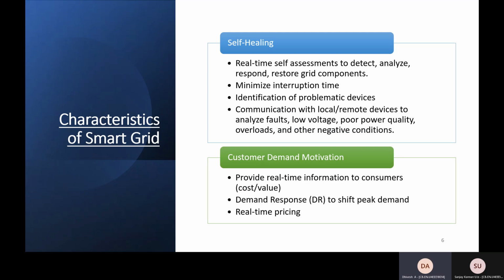So let us see the characteristics of smart grid. First one is self healing. Here it minimizes the blackouts because they allow for continuous self assessments that inspect, analyze, and automatically respond to the problem. The second one is customer demand motivation. Here, the demand response provides an opportunity for consumers to play a significant role in the operations of the electric grid by reducing or shifting their electricity usage during peak periods in response to time-based rates.